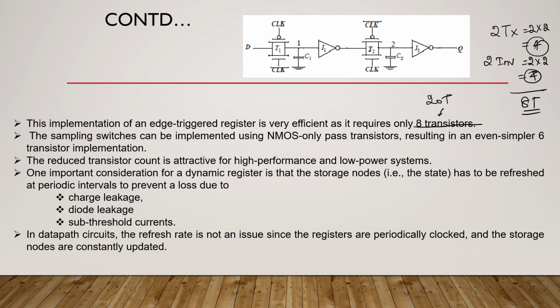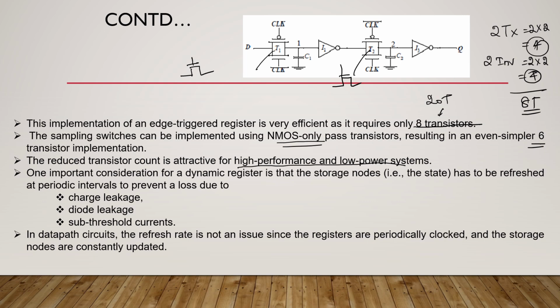And also, we can implement the same concept by using NMOS-only pass transistors. We can even reduce the number of transistors from 8 to 6 if we use NMOS only. Instead of these transmission gates, if you use NMOS transistors, you are removing two transistors, one from T1 and another from T2. Thereby, instead of 8 transistors, it requires 6 transistors. So this kind of dynamic latch is preferred, or attractive, in high performance as well as low power systems, right?